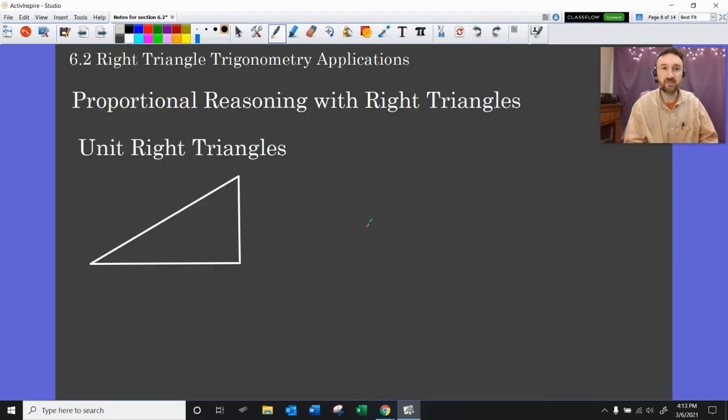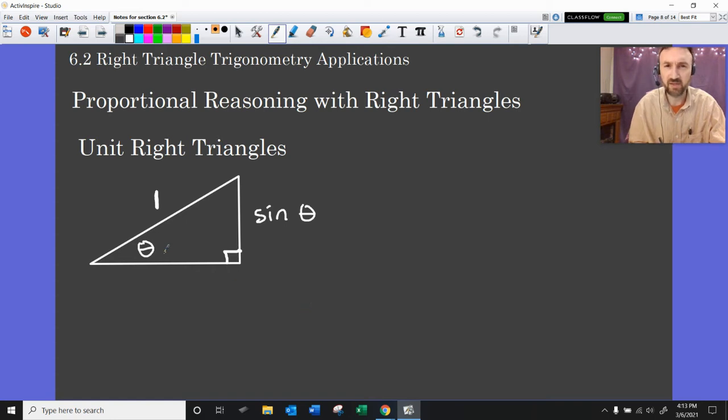Okay, and let's talk about unit right triangles. I just want to show you this. So we said before, and you can write this down now, that we've got a unit right triangle, and we're going to have the hypotenuse equal to 1. That's super important. Because if the hypotenuse is 1, that means that the side across from the angle theta is actually equal to sine of the angle theta.